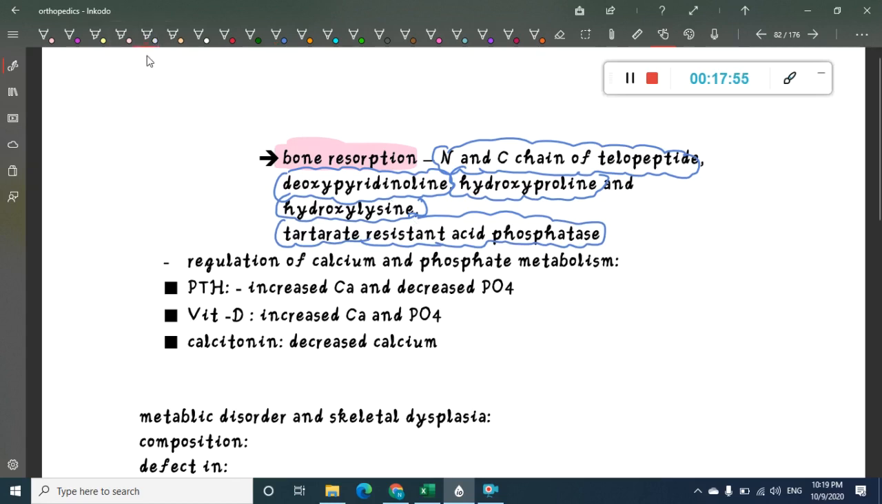Then what does PTH show? Parathormone will increase the calcium and decrease phosphate, whereas vitamin D is also involved in calcium and phosphate regulation. Vitamin D will increase the calcium and phosphate, whereas calcitonin will decrease the calcium. So the regulation of calcium and phosphate metabolism mainly involves three hormones: parathormone, vitamin D and calcitonin.